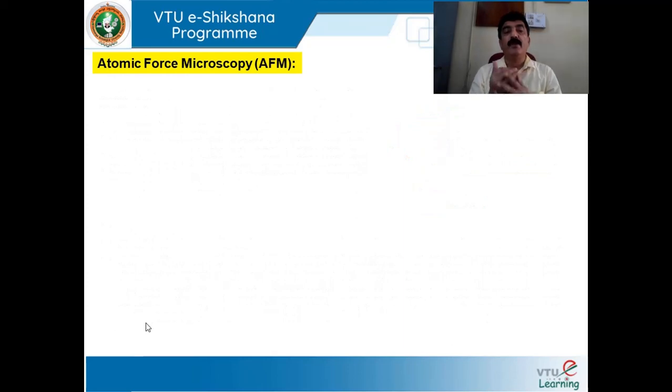Now, moving on to atomic force microscope. See, till now, we were talking about electron-related microscopes and X-ray related instruments like XRD, XPS, and the electron microscopes. In electron microscopes, we had STEM, SEM, TEM, like that. So, we had electrons involved in those instruments. Now, it is the atomic force microscope. What is this atomic force microscope?